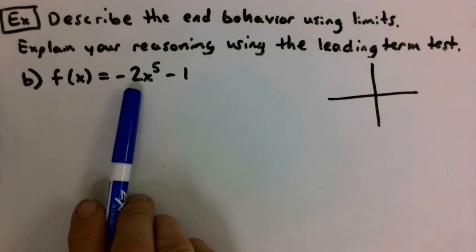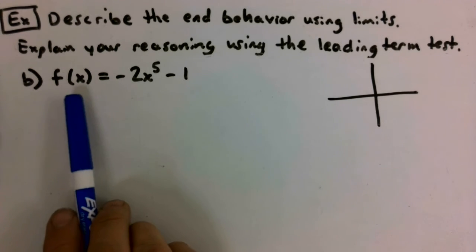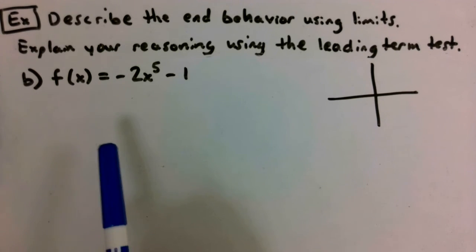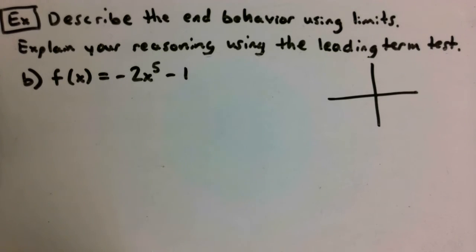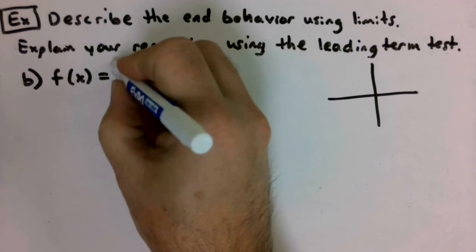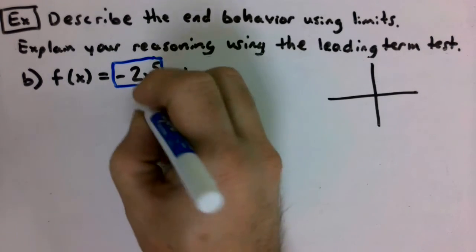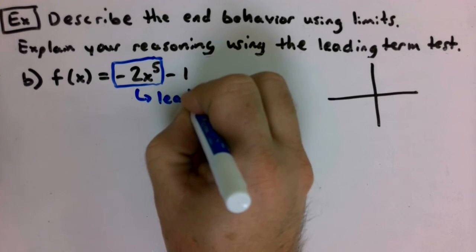Again, the lead term is often the first term. It is if our equation's in standard form, and in this one it is. We don't have any parentheses, and the highest power of x is here in the first term. So we are looking at a negative 2x to the fifth for our leading term this time.